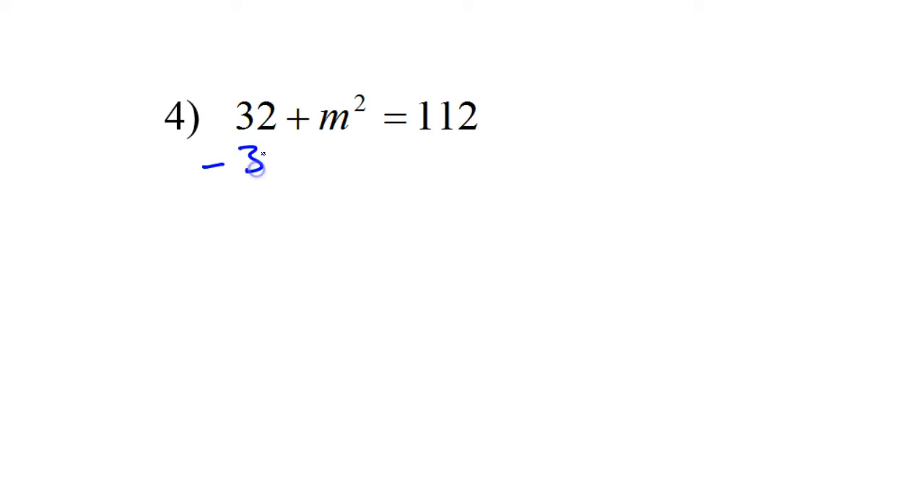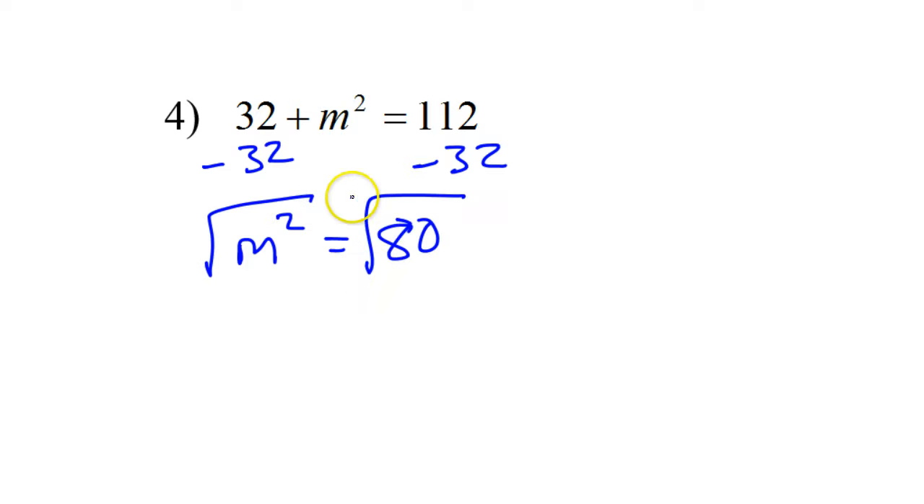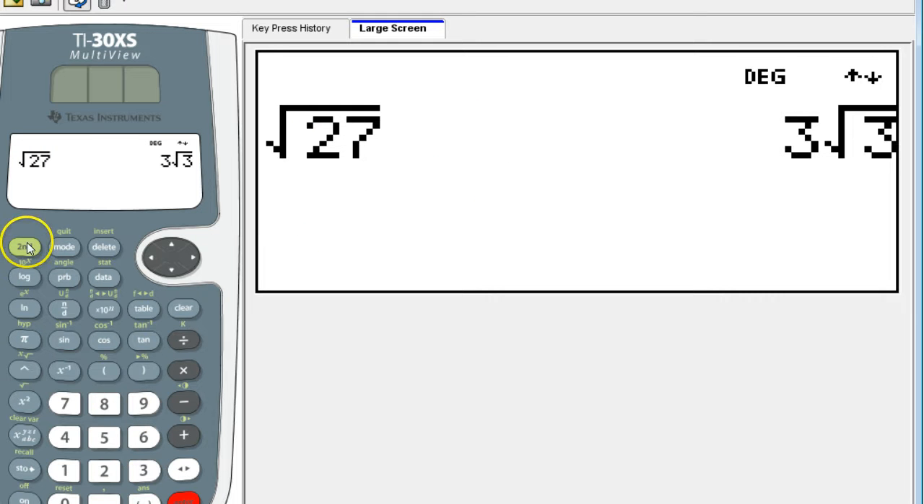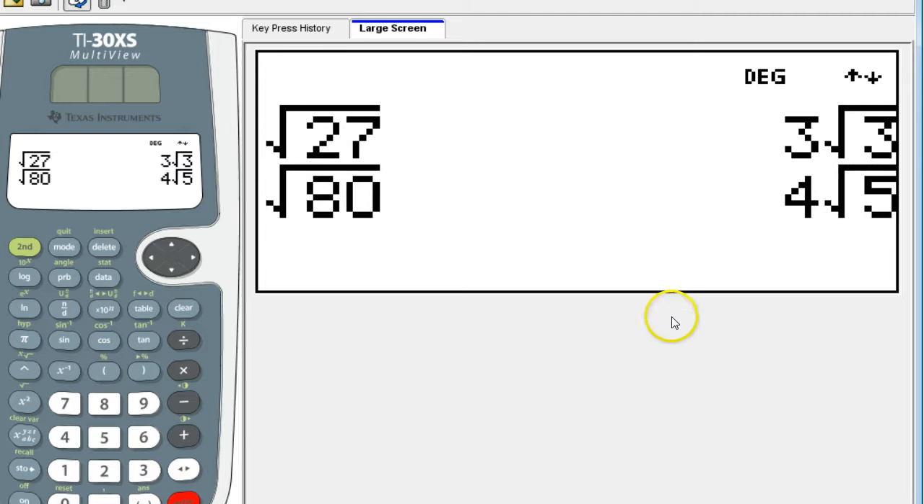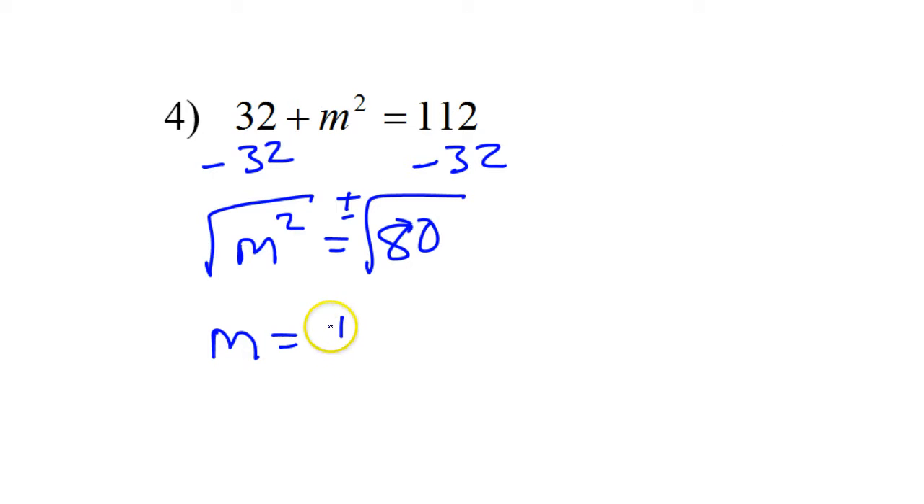Same thing on number 4, subtract that 32 from both sides. That's going to leave us with m squared is equal to 80. Then when you take the square root of both sides, don't forget your plus or minus. That's going to give us, so the square root of 80 is 4 radical 5. So that's plus or minus 4 radical 5.